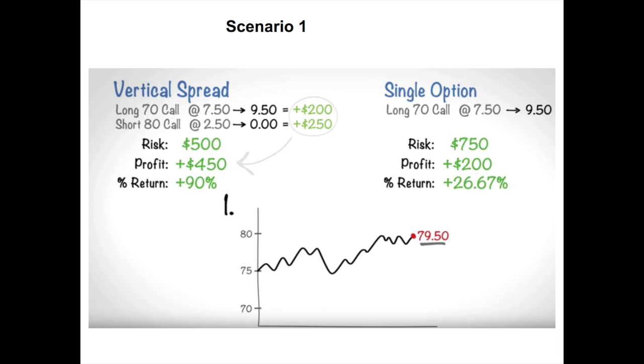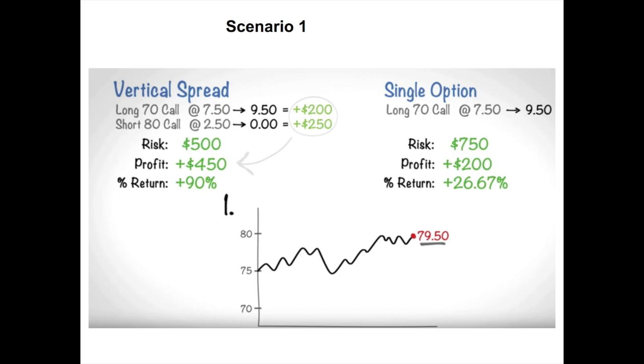And then you also had a short 80 call, and because the stock price remained under $80, you will get your $250 back on the expiration date. And if you add them together, you make $450 from the $500 you put in, which is a 90% return.